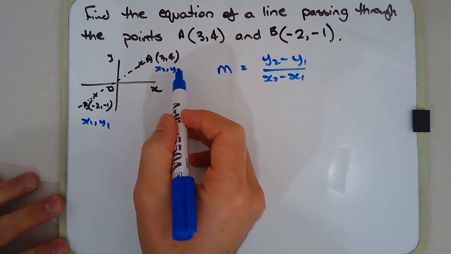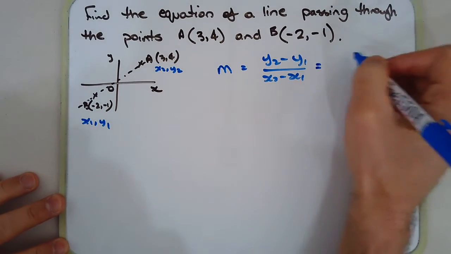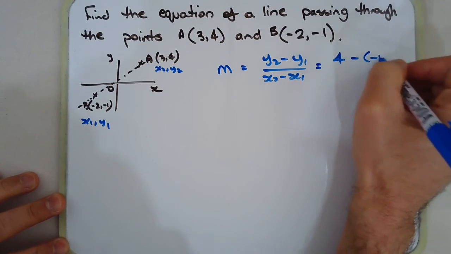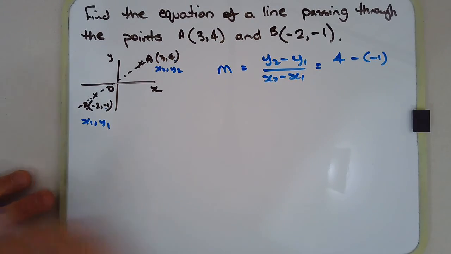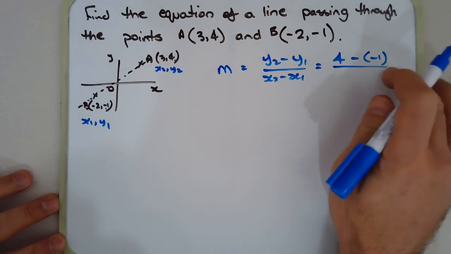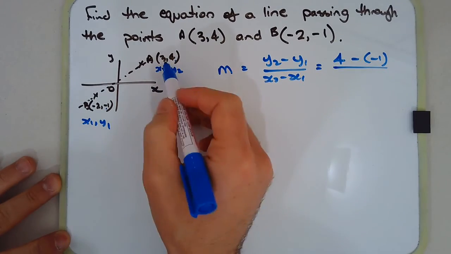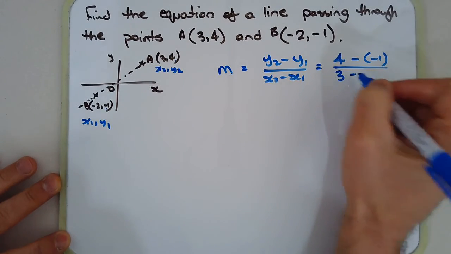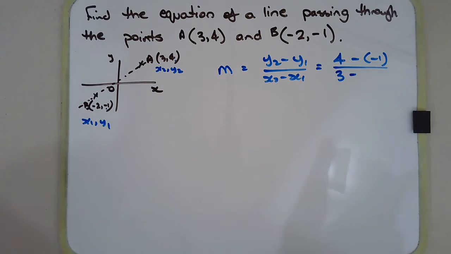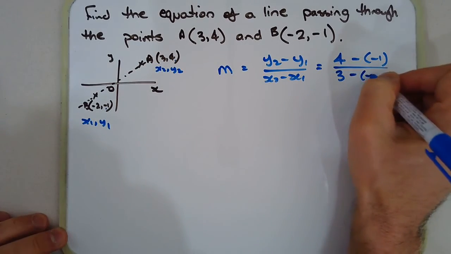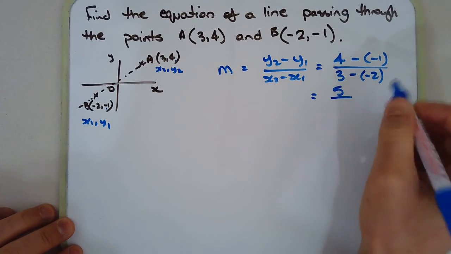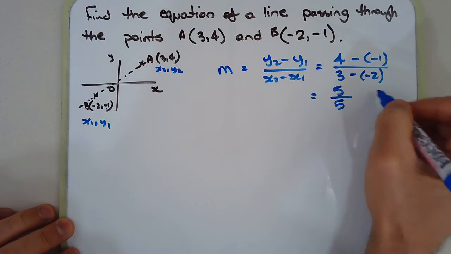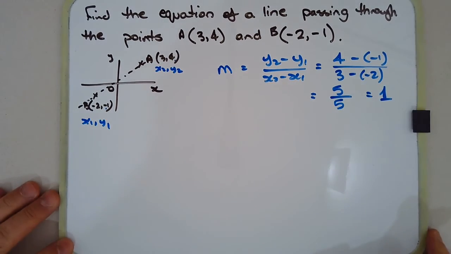So y2 minus y1 is going to be 4 minus negative 1. Make sure we get that right. 4 minus minus 1 is obviously going to be a positive, over x2 minus x1, so it's going to be 3 minus minus 2. Quickly cleaning that up, that gives us 5 over 5, so it gives us a gradient of 1. It's very convenient actually.